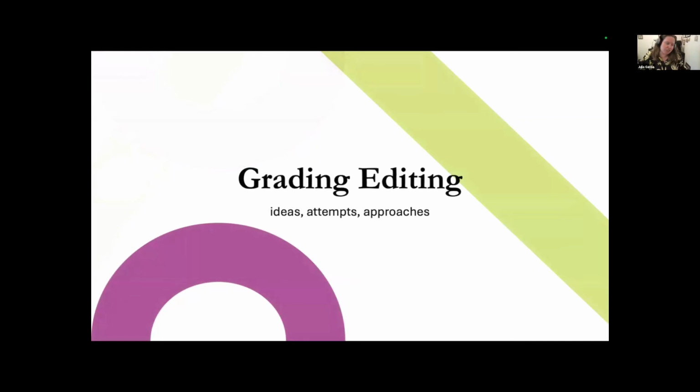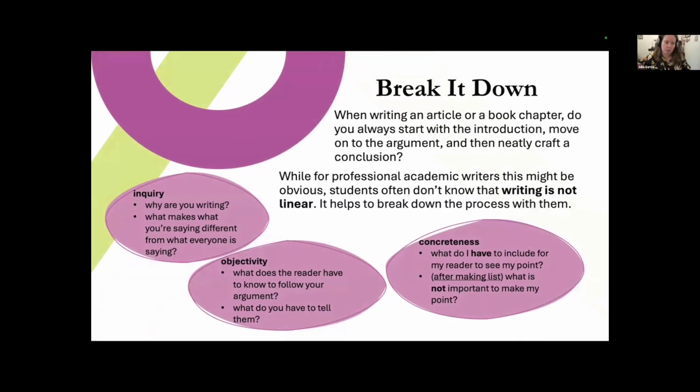So taking that into consideration, I wanted to suggest how we can grade editing, some tasks that we can use to get students to value editing and rewriting as part of the writing process. So one thing we can do is break it down. We do this a lot by telling students, say, first you write the introduction, and now you write the body, and then you write the conclusion. In my personal experience, that really doesn't work for me, and I guess it doesn't work for a lot of you. We don't usually sit down and linearly create what we want to say.